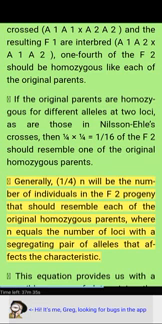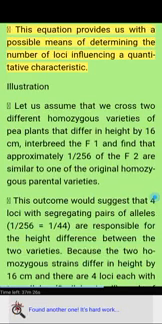Generally, (1/4)^n will be the number of individuals in the F2 progeny that should resemble each of the original homozygous parents, where n equals the number of loci with a segregating pair of alleles that affects the characteristic. This equation provides us with a possible means of determining the number of loci influencing a quantitative characteristic.